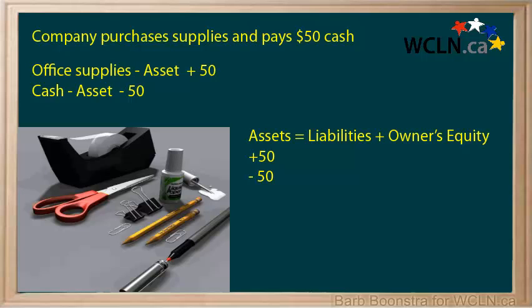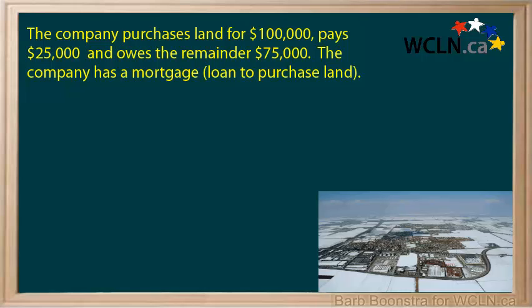Looking again at the accounting equation, assets equals liability plus owner's equity, you can see that assets have increased by $50 and decreased by $50, so therefore the equation remains balanced. Our last example uses more than two accounts. The company purchases land for $100,000 and pays $25,000 cash and owes the remainder, $75,000, as a mortgage.